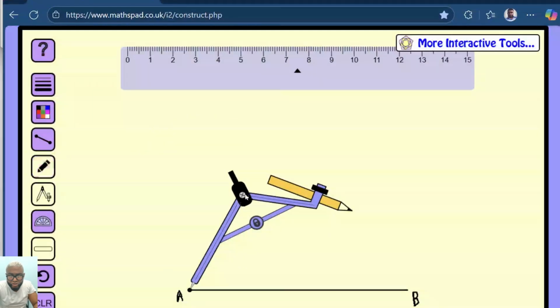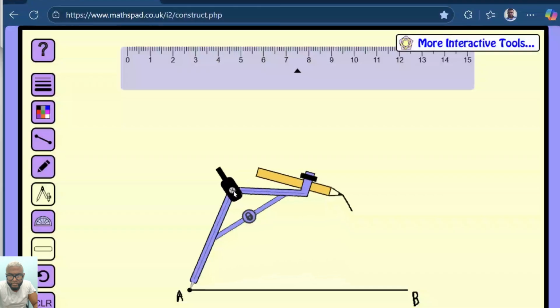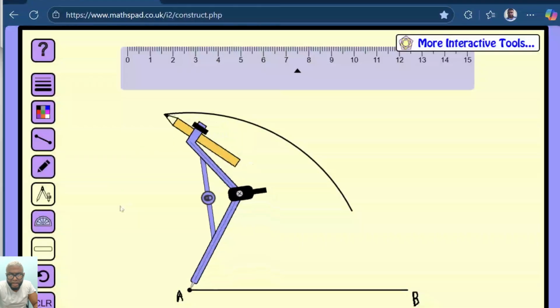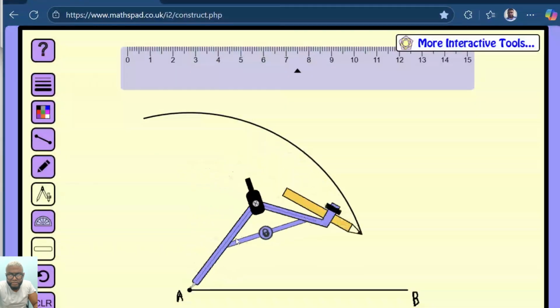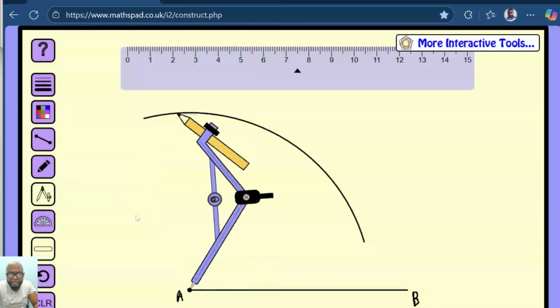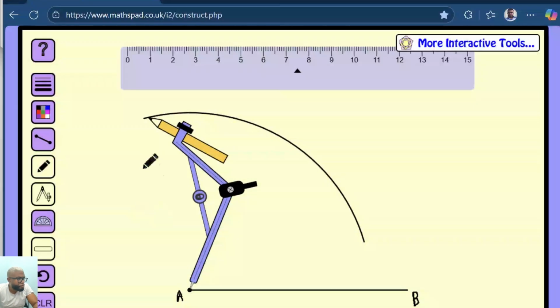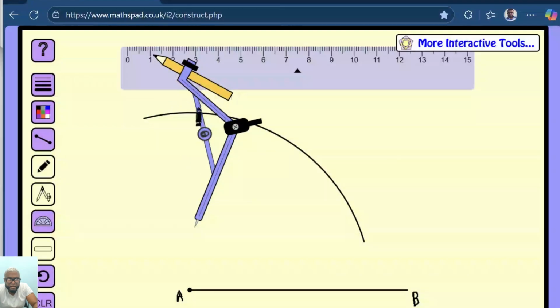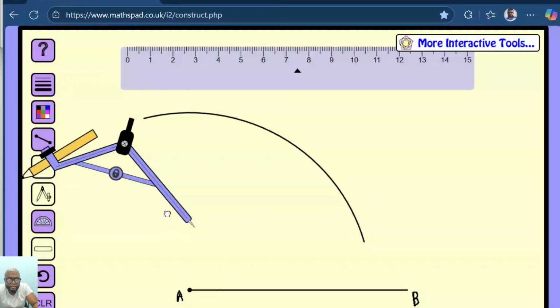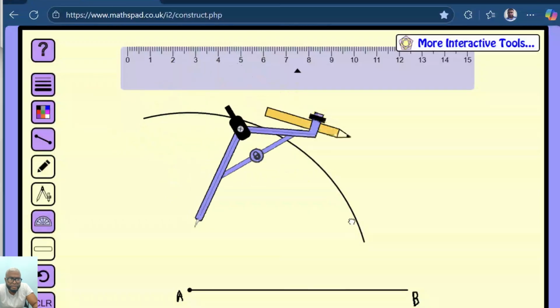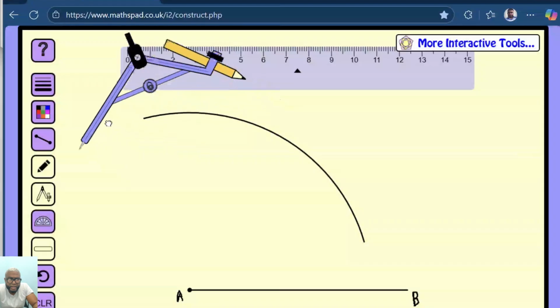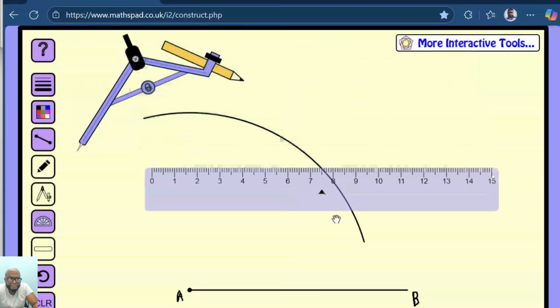So you're making an arc now. Just make an arc like this. You don't want it to be too big, but you make an arc. Everybody good there? Anybody have any problems doing that?